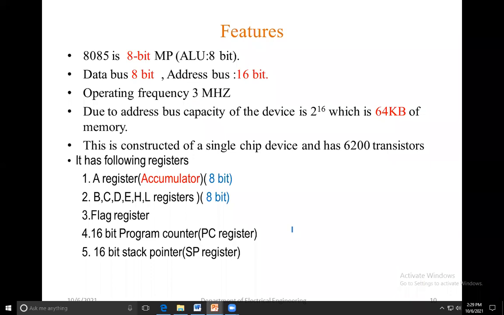The next point is the registers. How many registers are present? The first register is the accumulator, and this accumulator is an 8-bit register.